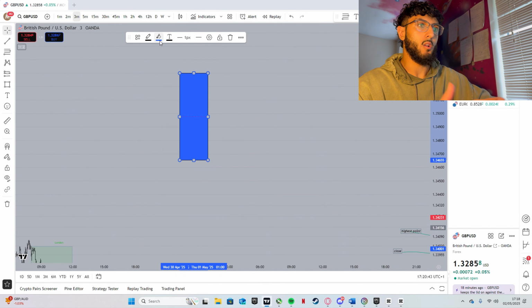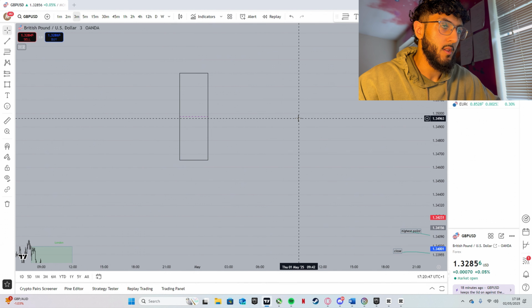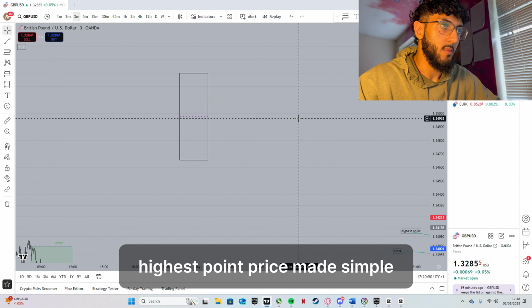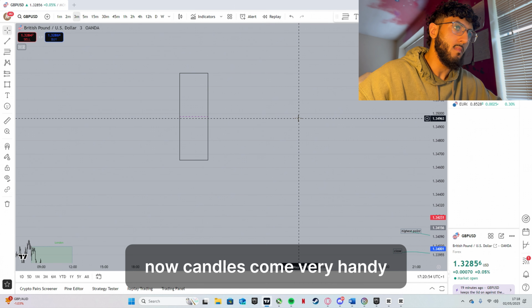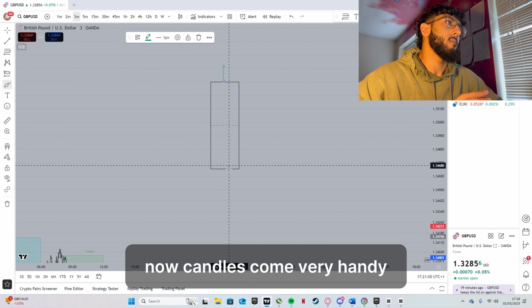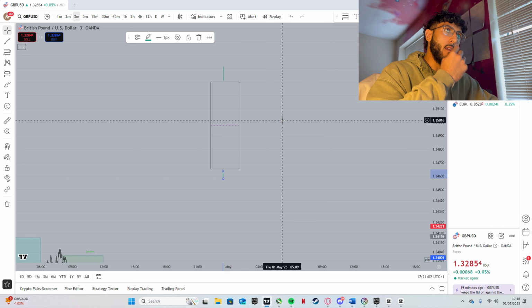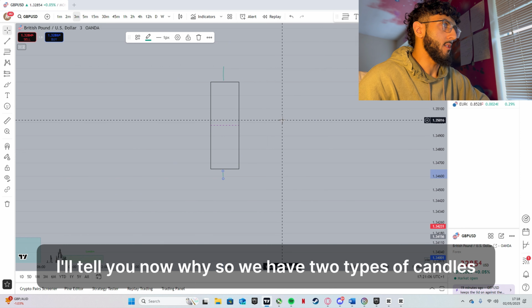Okay, candle closed. So price opened, price closed at the bottom of that body. That's the lowest point price made, highest point price made. Simple. Do you get it? Now, candles come very handy when we are trading. I'll tell you now why.